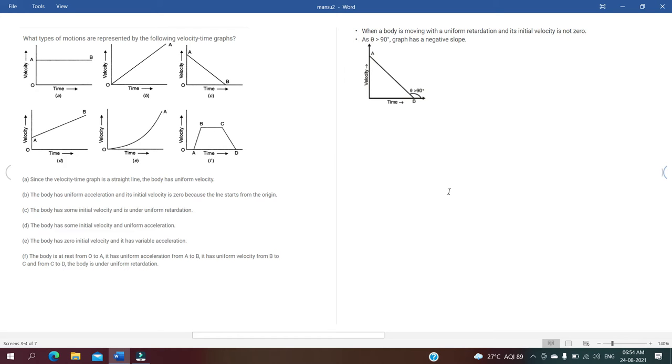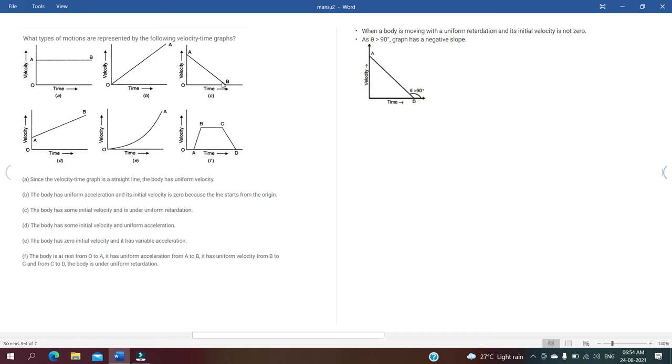So, welcome students. Just a brief review of velocity time graphs. This velocity time graph represented by figure A is a horizontal line parallel to the time axis, which shows that the body is moving with a uniform velocity. This velocity time graph is a straight line having some positive slope, which indicates that the body is having some uniform acceleration, and its initial velocity is 0 because it is starting from the origin point O.